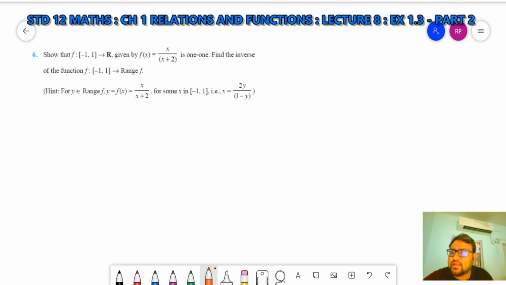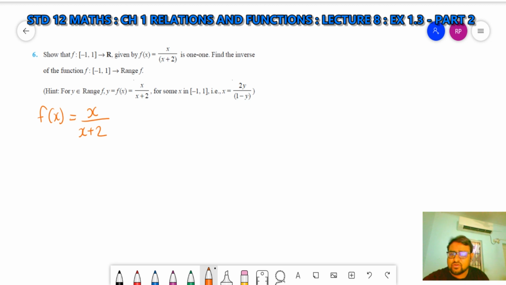Show that the function f from [-1, 1] to R, given by f(x) = x/(x+2), is one-one. You have to show that it is one-one. Find the inverse of the function. If it is onto, then its inverse is possible. And here, for the inverse of the function, it's f inverse from the range of f to [-1, 1].